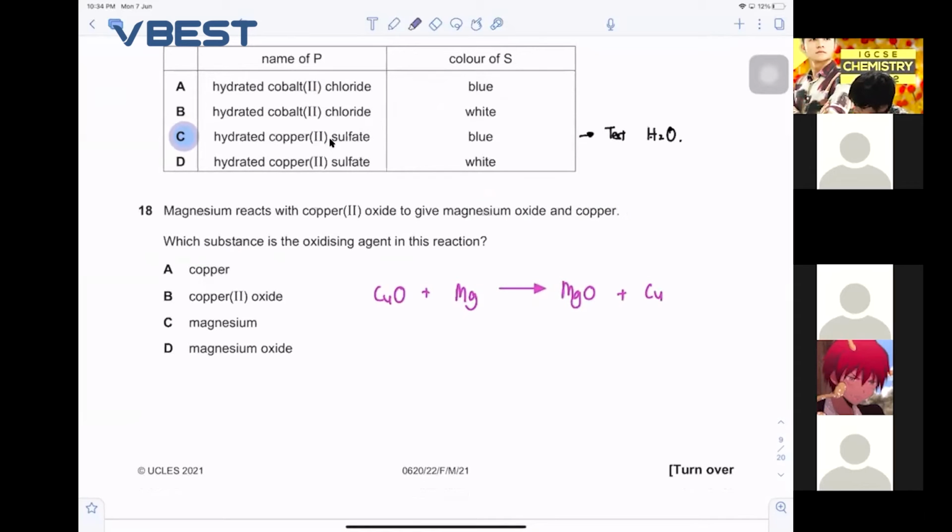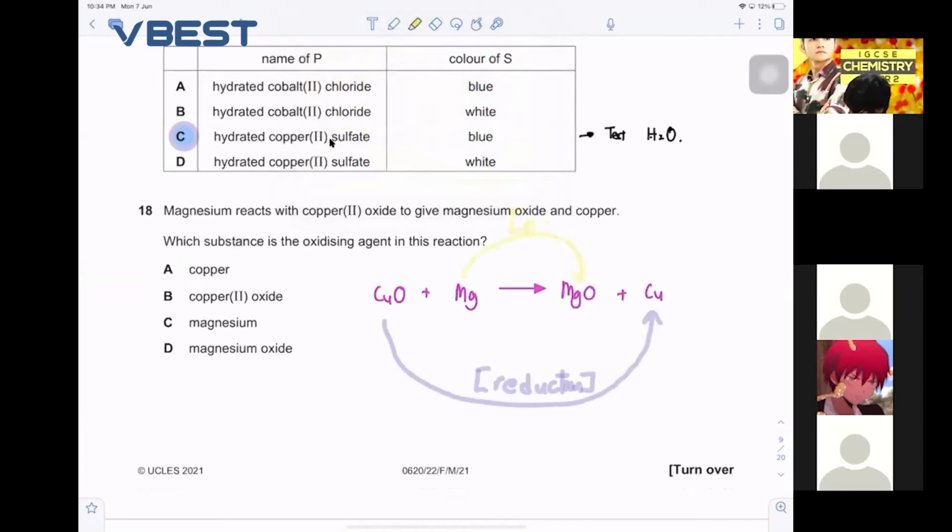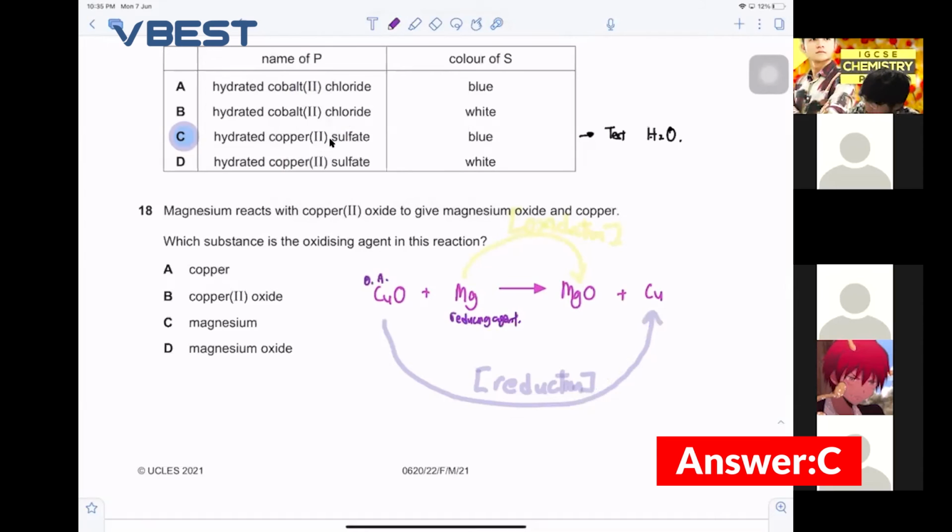So can you see that Cu has undergone reduction? And can you see that Mg has undergone oxidation? When Mg undergoes oxidation, they are acting as a reducing agent. When CuO undergoes reduction, they are acting as an oxidizing agent. Answer is copper 2 oxide.